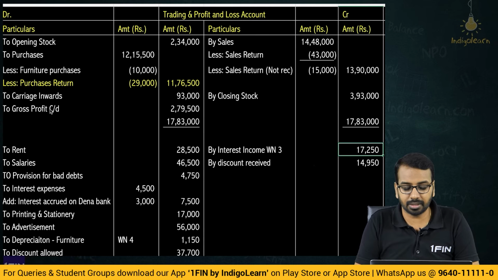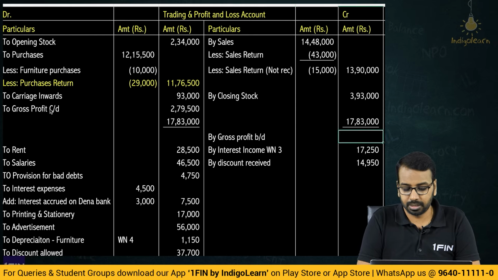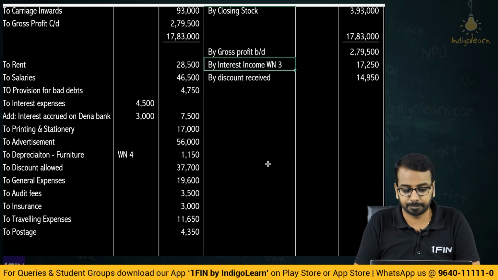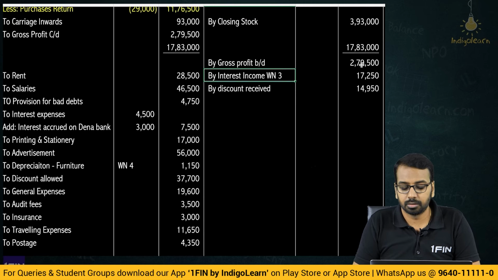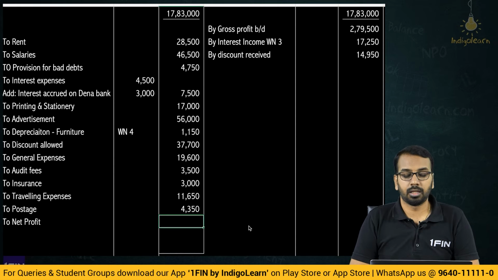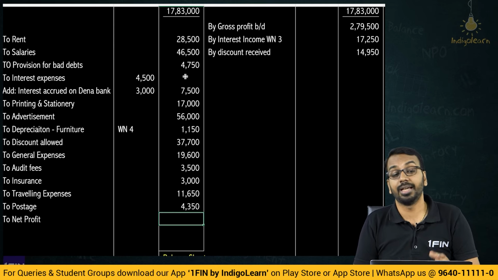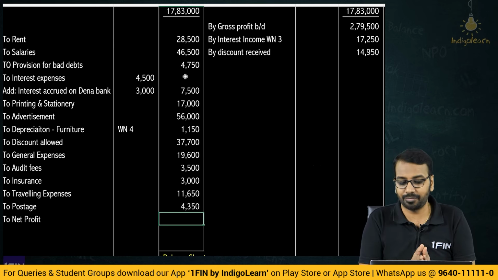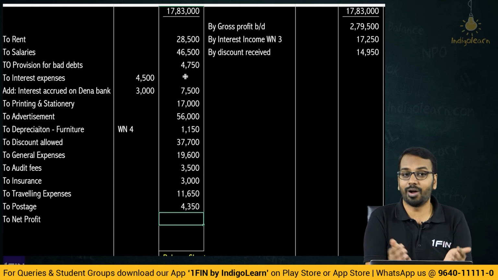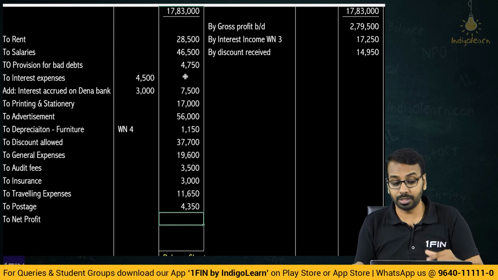Then the second part, by gross profit brought down. How much? 279,500. Then we have interest income, discount received. Then we have a lot of items on the debit side. Now coming to the profit and loss, on the credit side we have some items, on the debit side we have some items. So what you need to do is see which side total is higher. Now by just looking at it, we can't make out. Of course, I have the advantage of using Excel and calculating it in a second. But what you have to do is first total it up.